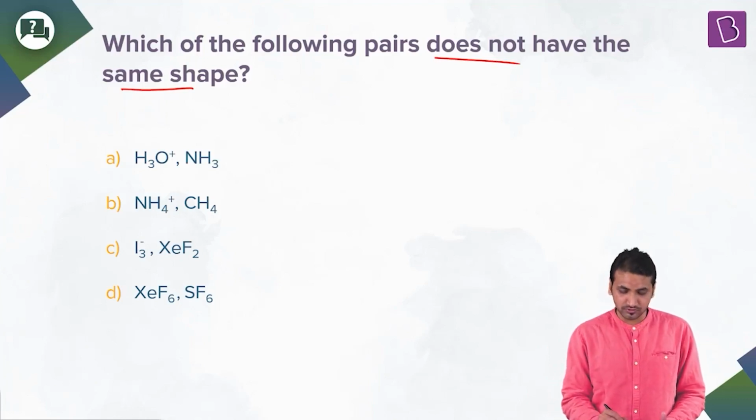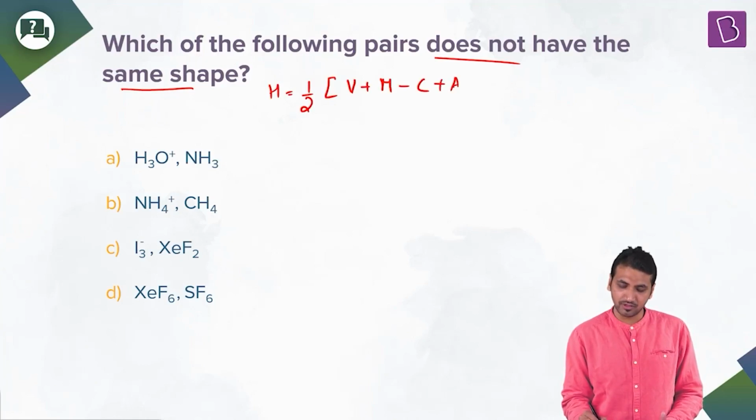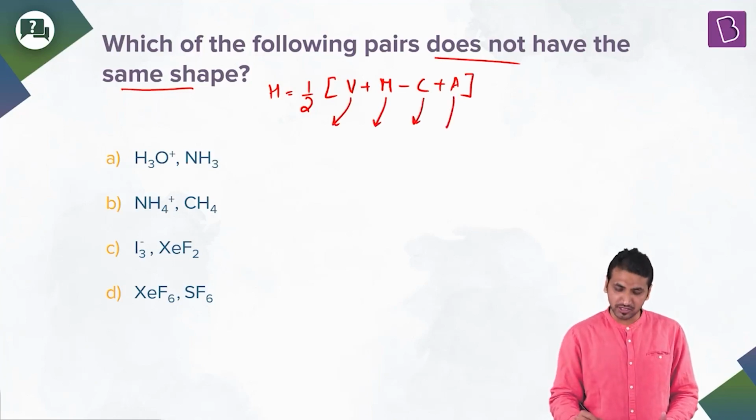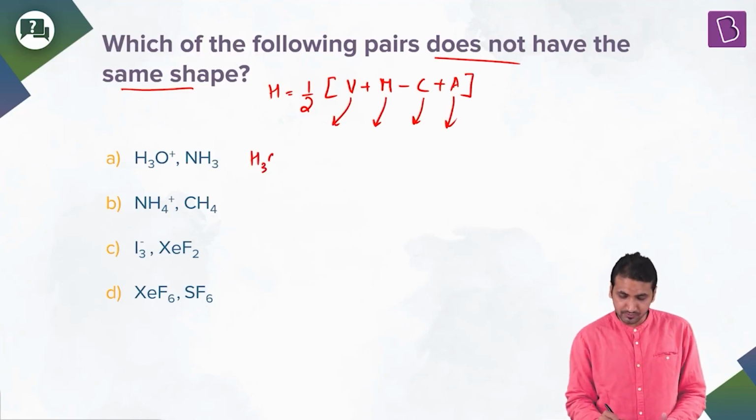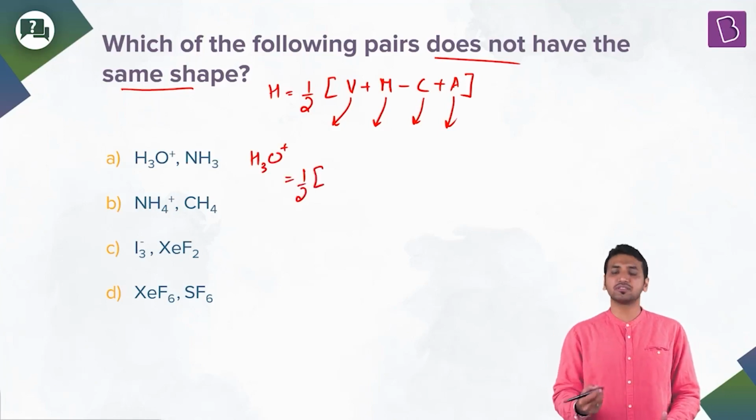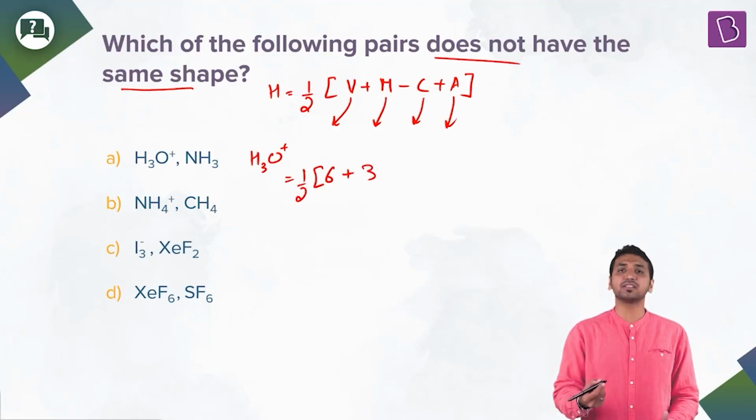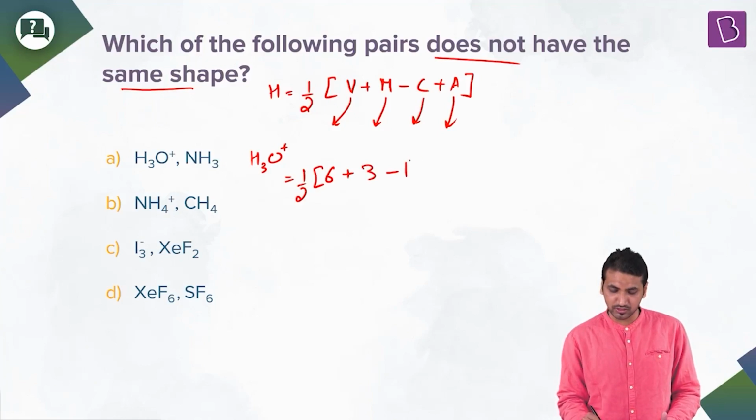If you go by the hybridization formula, it is 1/2 (V + M - C + A). What is V? Valence electrons. What is M? Monovalent atoms. What is C? Charge of cation. What is A? Charge on anion. For H3O+, it will be 1/2. The central atom is oxygen, valence electrons 6, plus 3 monovalent hydrogens, plus the charge, which is minus 1. 6 plus 3 is 9, minus 1 is 8, divided by 2 is 4.